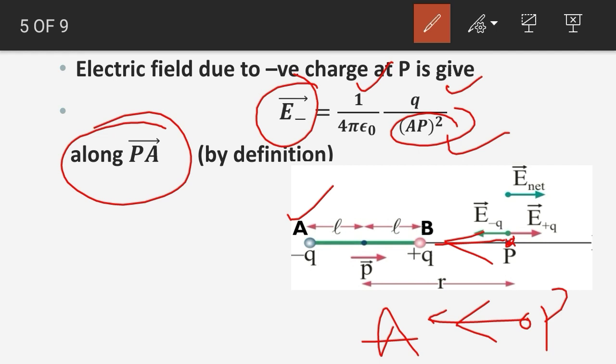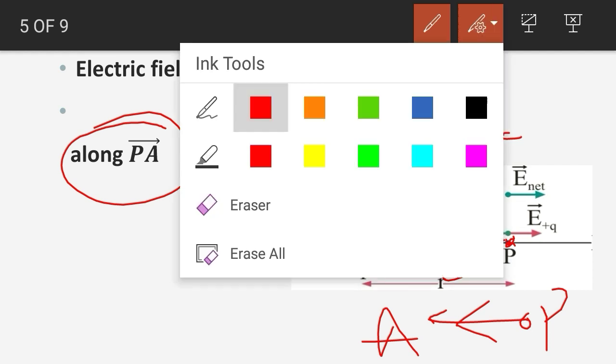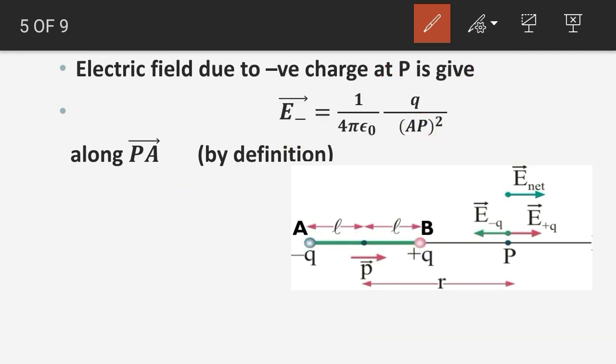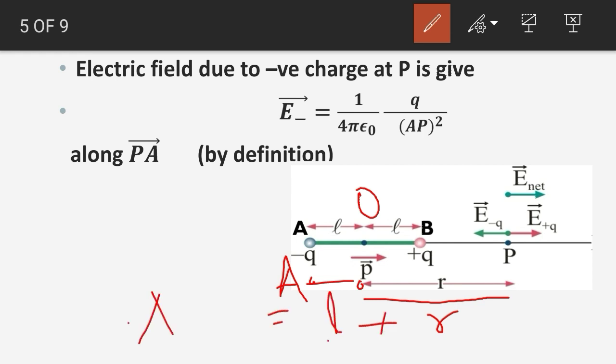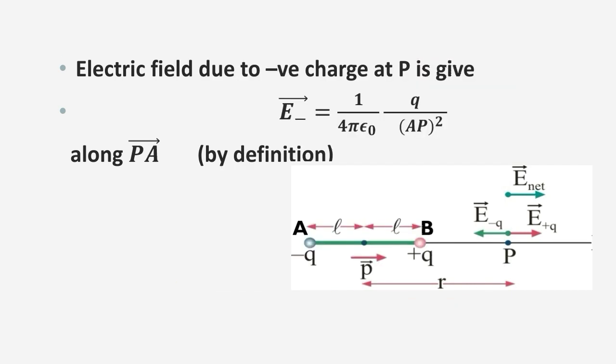We have been given q amount of charge, but we don't know the AP distance yet. We already know that there is R distance and there is L distance. If you look at this picture, here is A, and to go from A to P, first we go from A to O, this is O, and then from O to P. O to P is R distance away and A to O is L distance away. If we add these two distances, the result will be the AP distance. That's why AP is equal to L plus R.